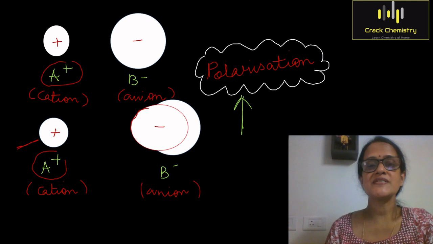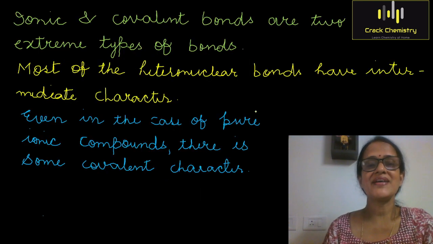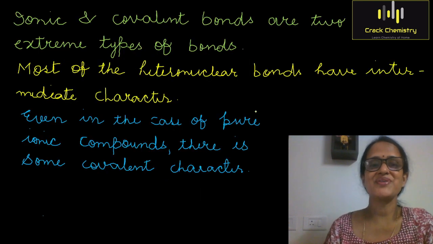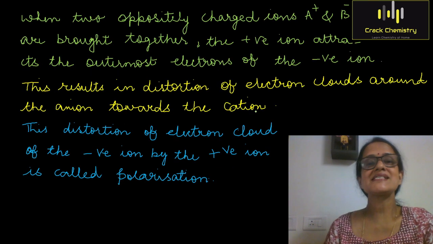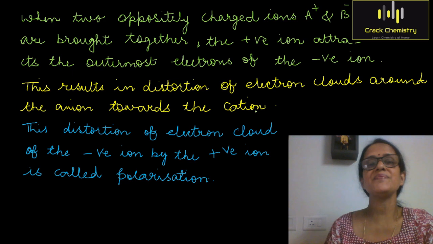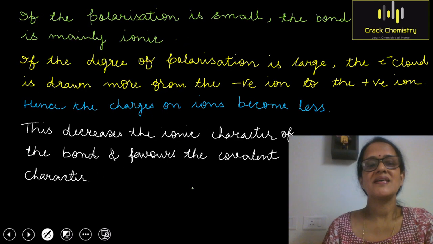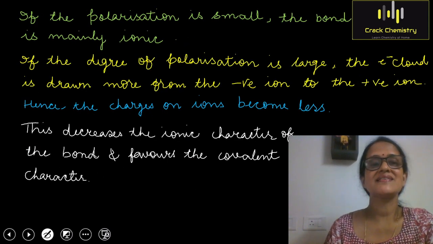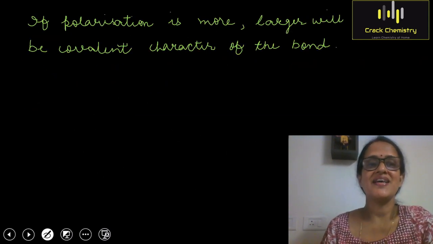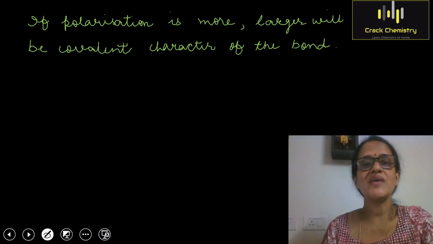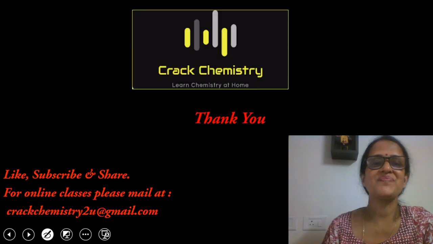Children, whatever points I have explained are written here in this slide. This is slide number 1. This is slide number 2, indicating what is polarization. This is slide number 3, and this is the last slide, showing that the more the polarization, the more will be the covalent character in an ionic bond.